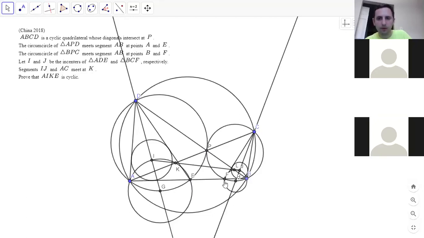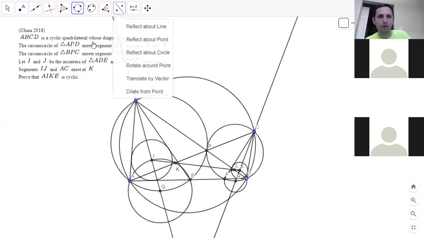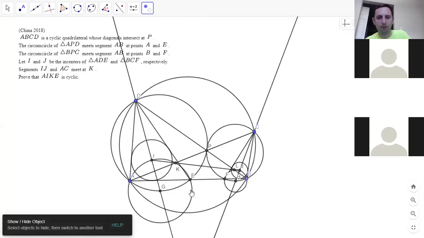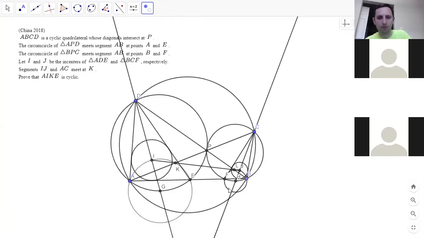I wonder if we can delete the circles with centers G and H? Yes, I'll go hide them. But without those circles, how do we use that I is an in-center? I guess it would just be angle chasing.